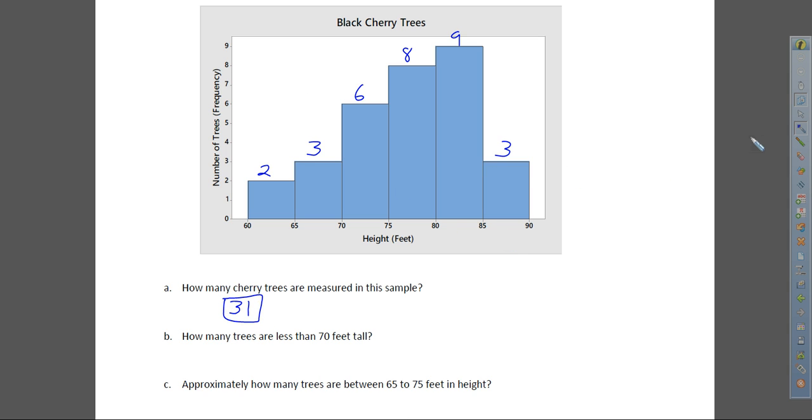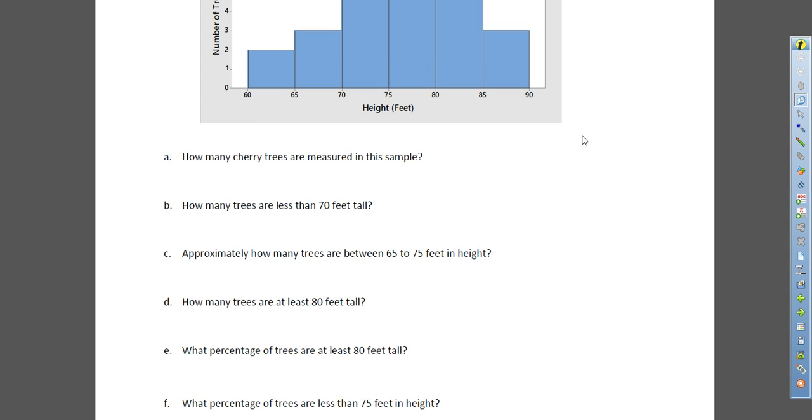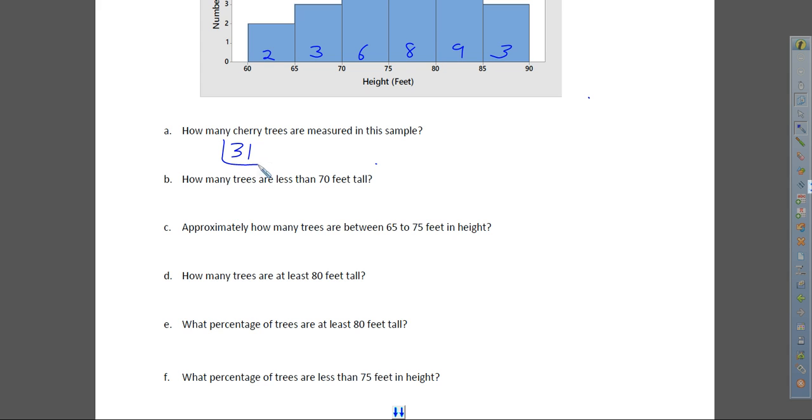Okay, I'm going to scoot this down just so I can fit all the questions on here. All right, let me relabel real quick. We had 2 in this bin, 3, 6, 8, 9, 3. So we already answered the first one. We had 31 trees in this.